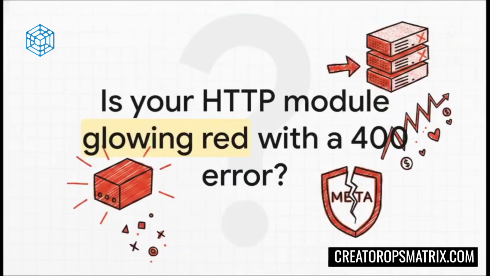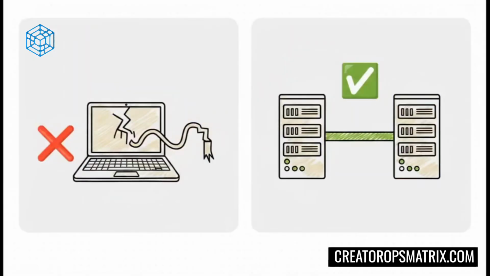So if you're an operator scaling server-side events and you look at your backend right now, is your make.com HTTP module glowing red with a 400 error? Because if it is, let me be super direct with you. Meta's Graph API is actively rejecting your request. You are currently dropping data. Every single time that module hits an error, you're literally losing a conversion signal that you paid very good money to acquire.